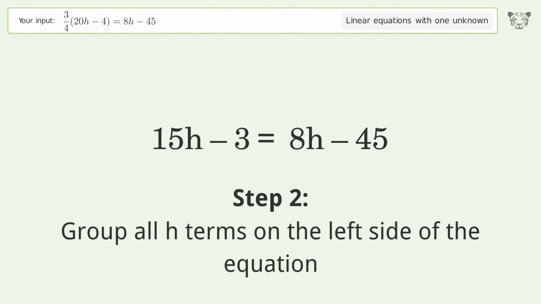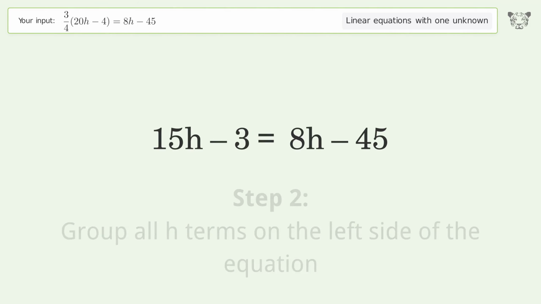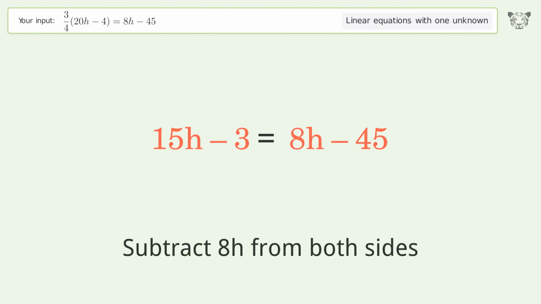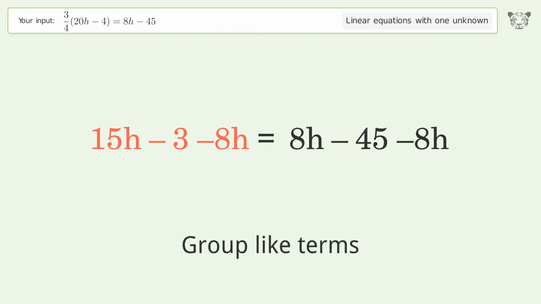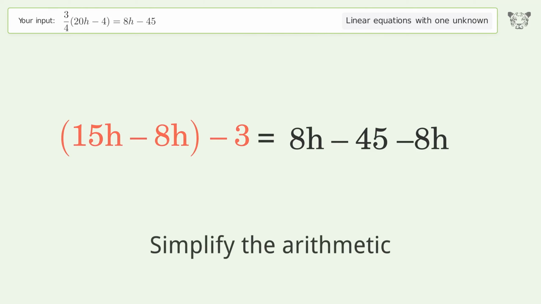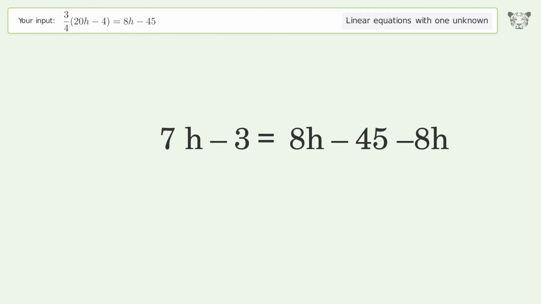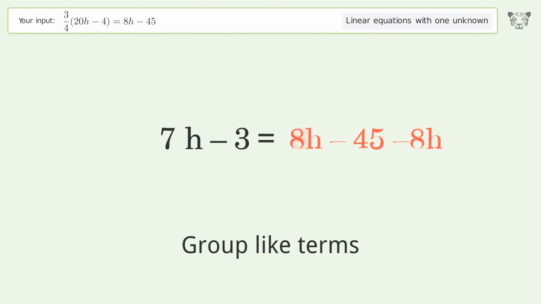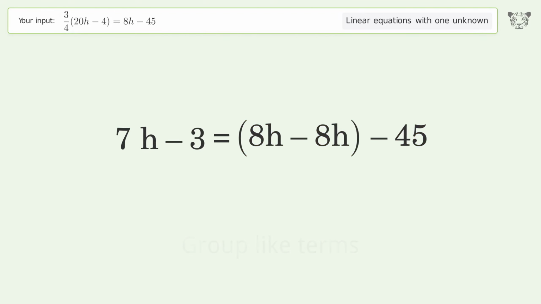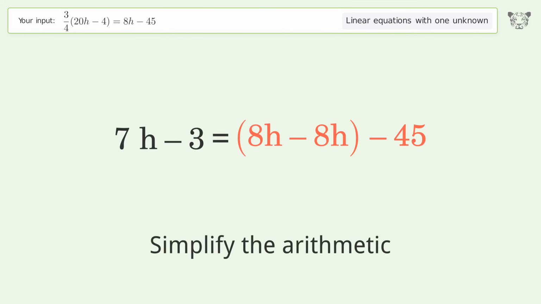Group all h terms on the left side of the equation. Subtract 8h from both sides. Group like terms. Simplify the arithmetic. Group like terms. Simplify the arithmetic.